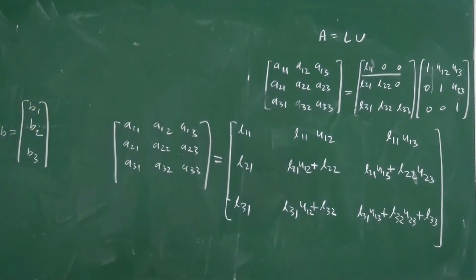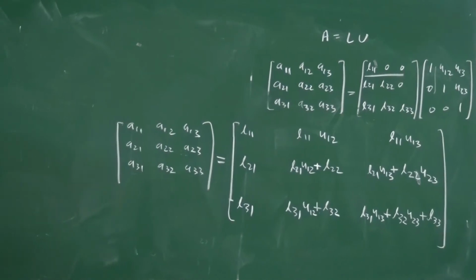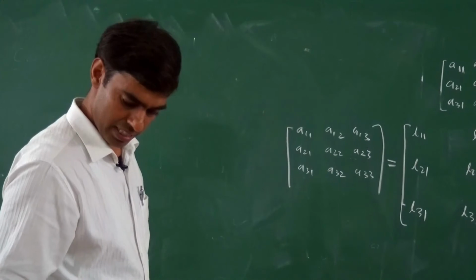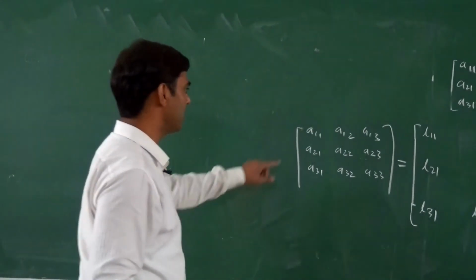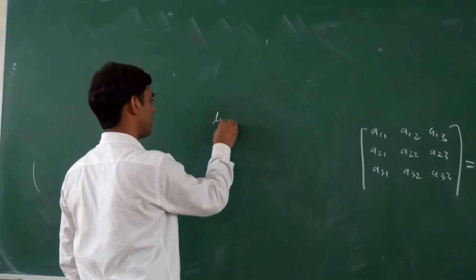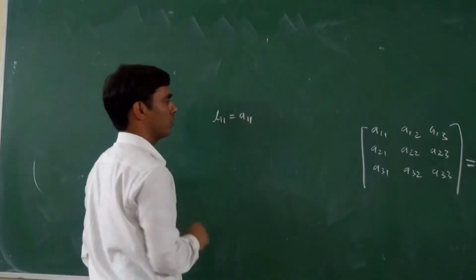So if we compare the left hand side and right hand side, then we find the values of L and U. So what are the values of L and U? Here, if we compare, what is the value of L11? L11 is A11.